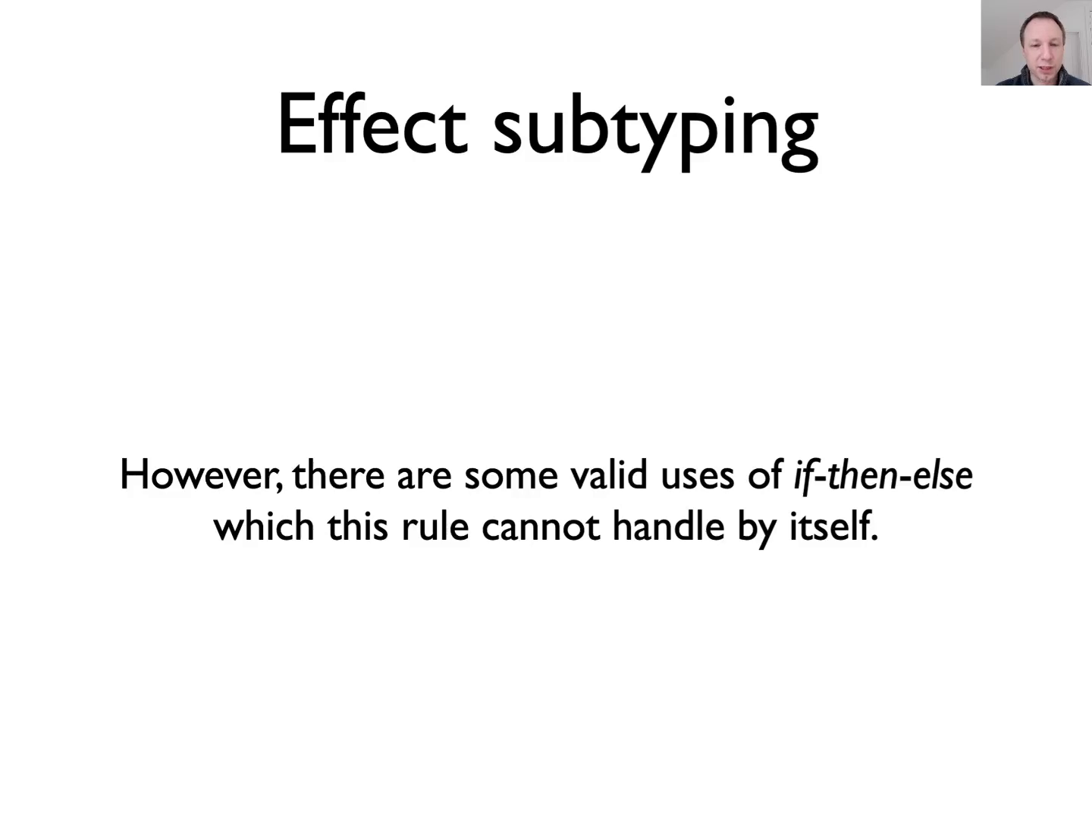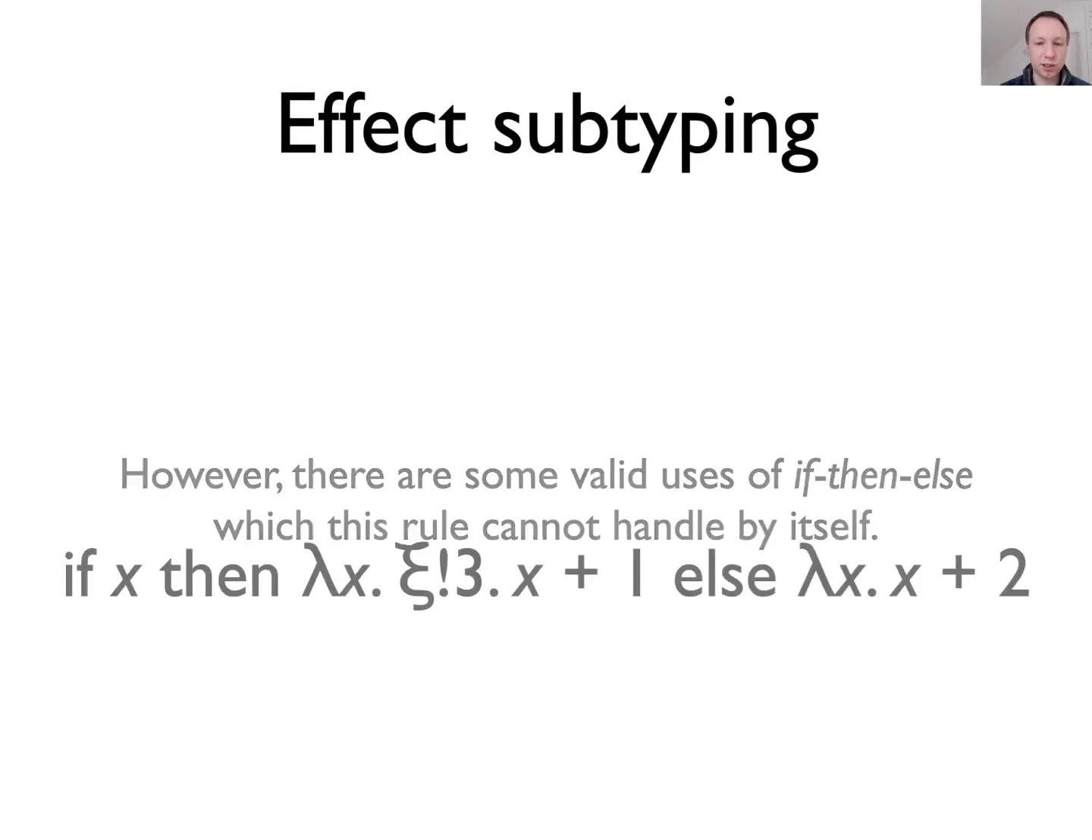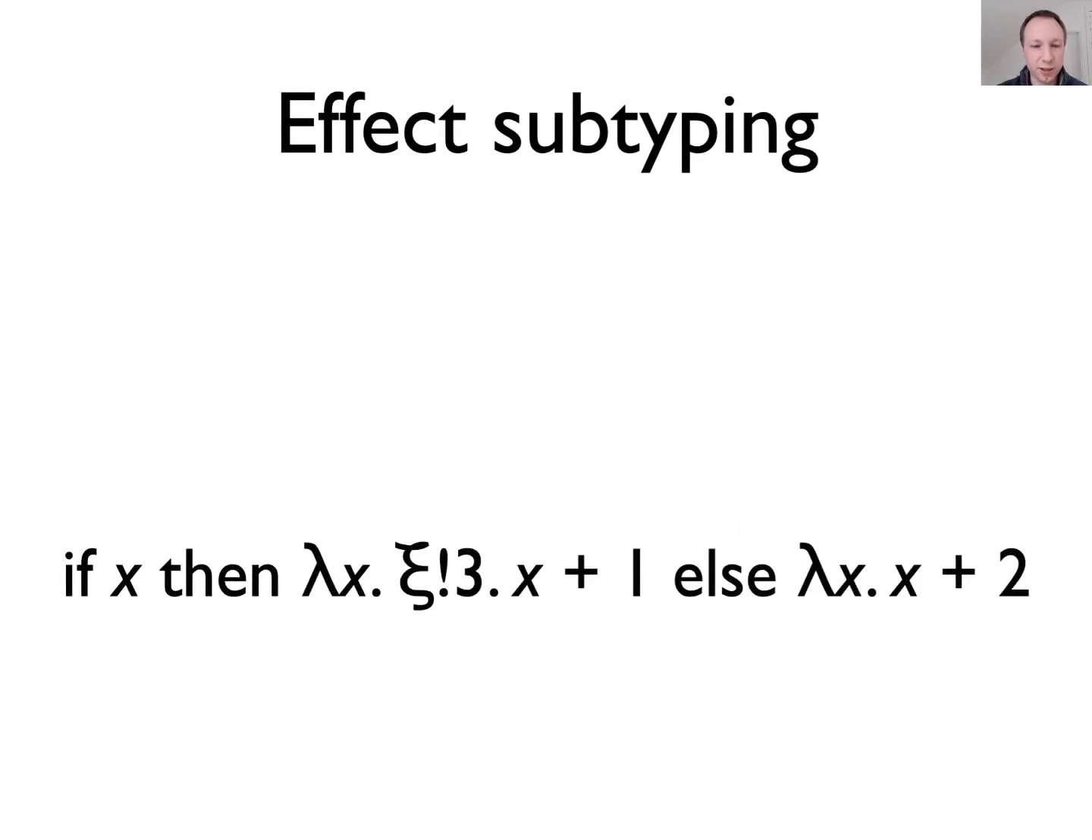But the kind of catch here, of course, is that there's some valid uses of this if then else, which we can't handle just by using this particular rule. Okay, let's look at this particular expression here. So we've got if x, then lambda x dot xi exclamation mark 3 dot x plus 1 else lambda x dot x plus 2. Okay, what can you see in this?